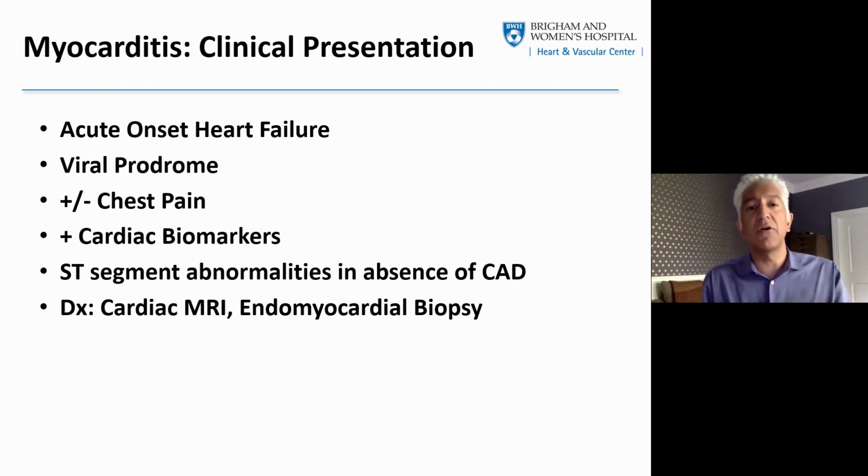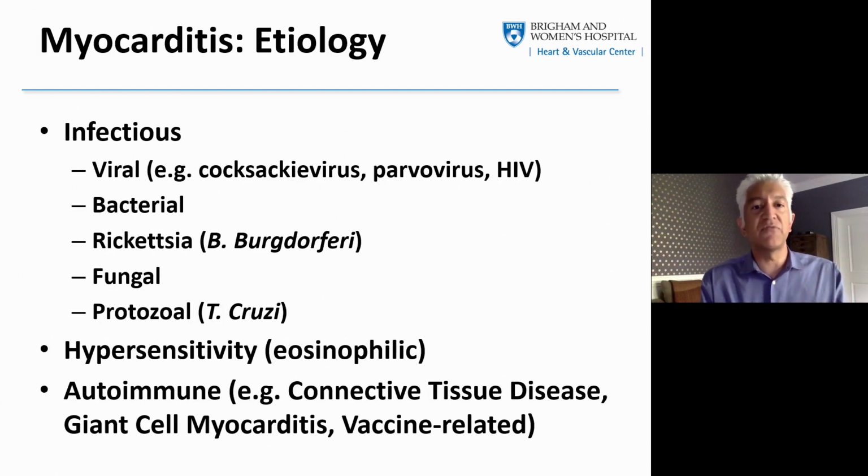An acute onset heart failure, a viral prodrome may or may not be present. Typically, patients have chest pain and elevated cardiac biomarkers, but they may not always be there. ST segment abnormalities would help to cement the case, particularly in the absence of coronary disease. And you might enhance your diagnostic ability if you can do a cardiac MRI to identify late gadolinium enhancement or myocardial edema. And you can really nail it with endomyocardial biopsy, demonstrating the relevant histopathology of lymphocytic infiltration.